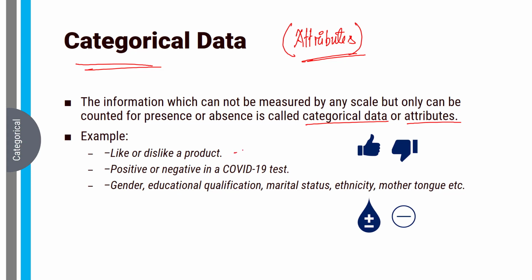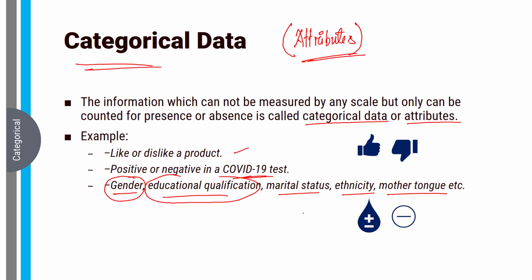Examples are like or dislike for a product. You cannot measure like or dislike for a product. You can only express whether you like a product or dislike a product, right? Similarly, positive or negative in a COVID-19 test, you cannot measure it. You can only categorize a person whether he is positive or negative for a test, right? Similarly, gender, educational qualification, marital status, ethnicity, mother tongue, etc.